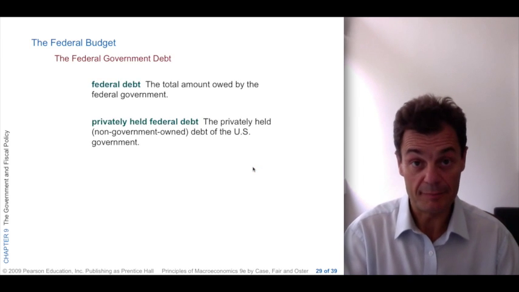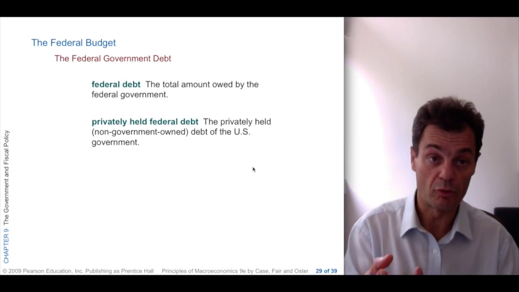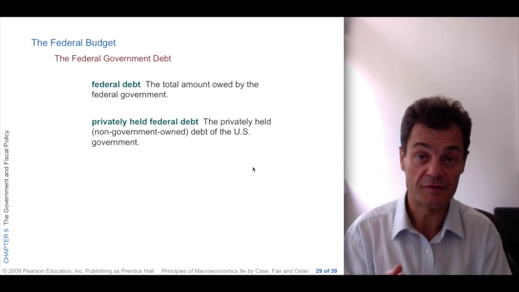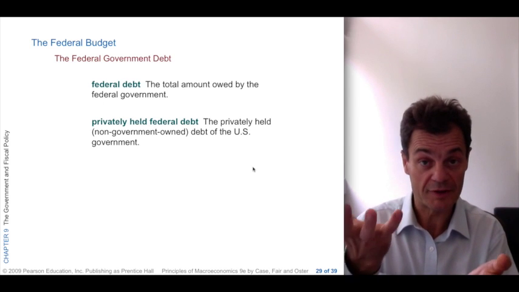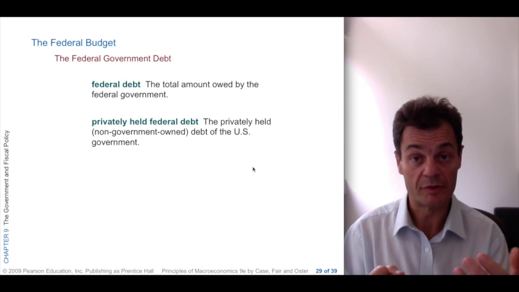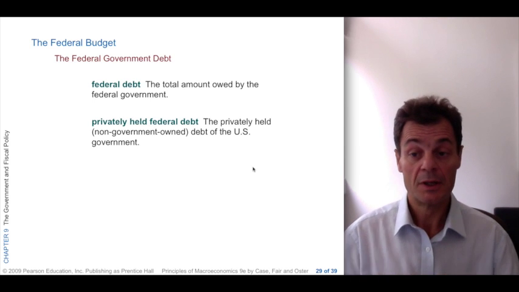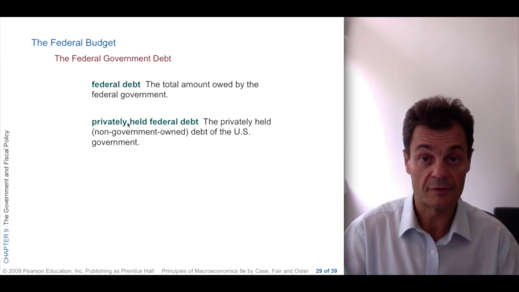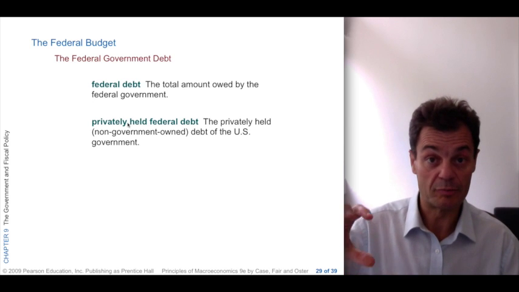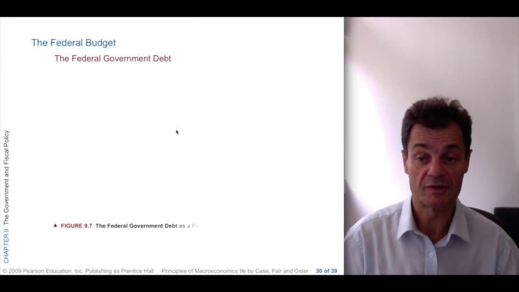The government debt is simply the money that the federal government borrows to finance the budget deficit. When the budget is not in equilibrium and there is more expenses than receipt, the government has to borrow to finance the deficit. This is the federal debt, and the federal debt held by the privately owned sector is simply the amount of money that the private sector lends to the federal government to finance the budget deficit.